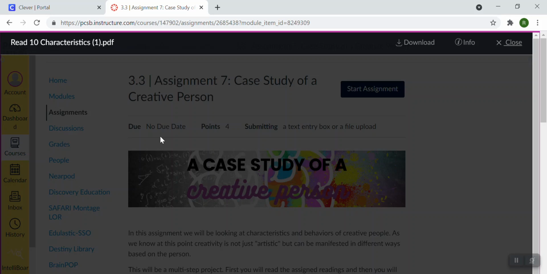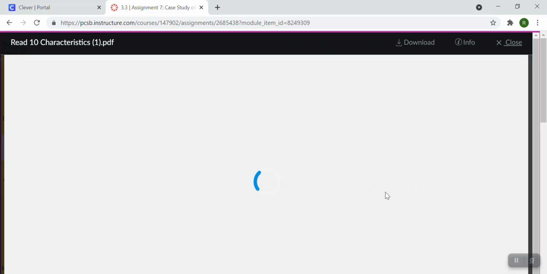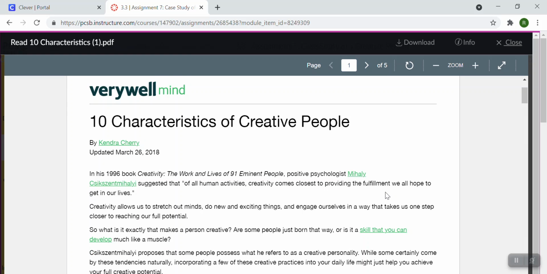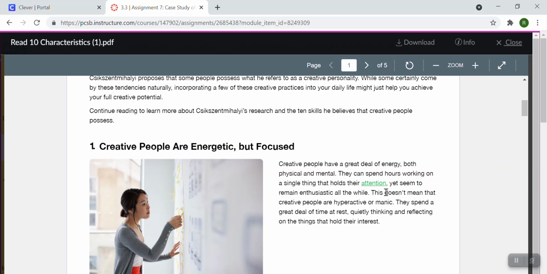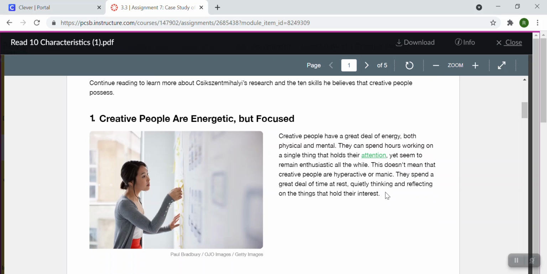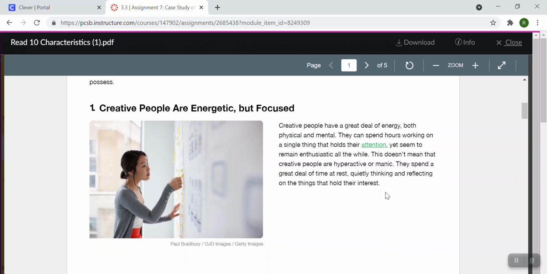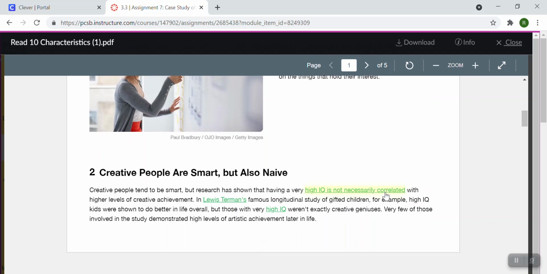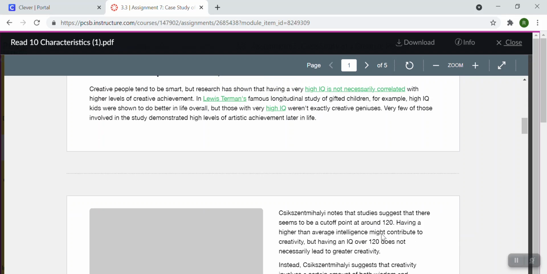And then this is the 10 characteristics of a gifted person. Wait for this to load. It's a loose article, but it's good. Creative people are energetic but focused. Sometimes I know that some of the most creative people I encounter are actually kind of messy and disorganized, but super creative. Creative people are smart but also naive.